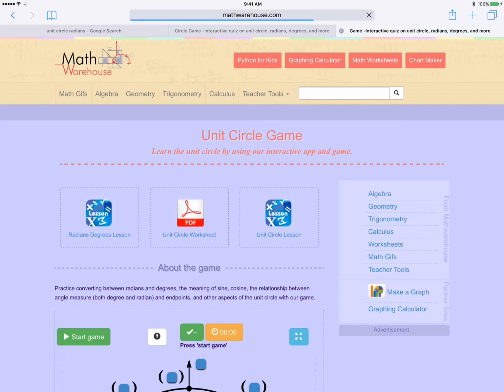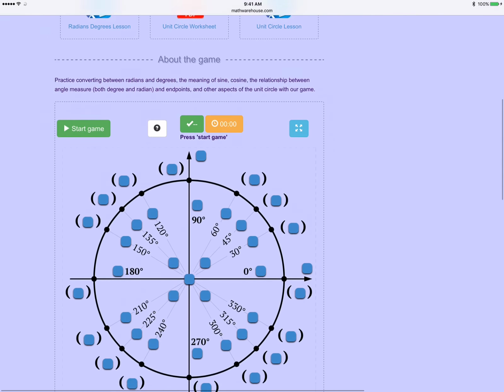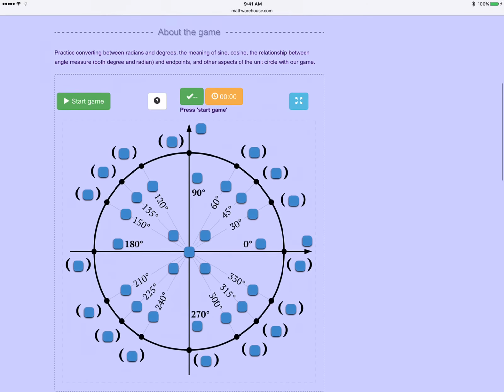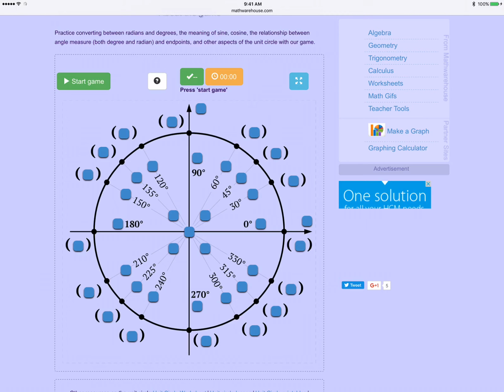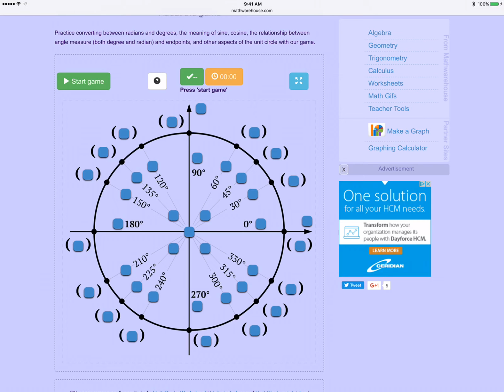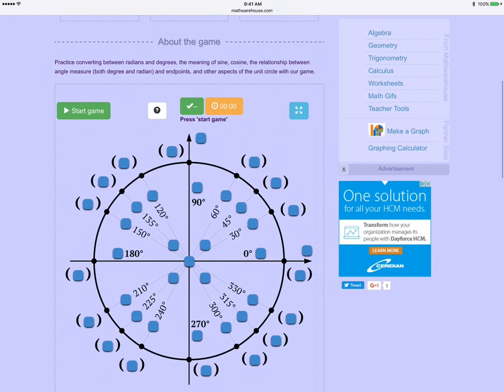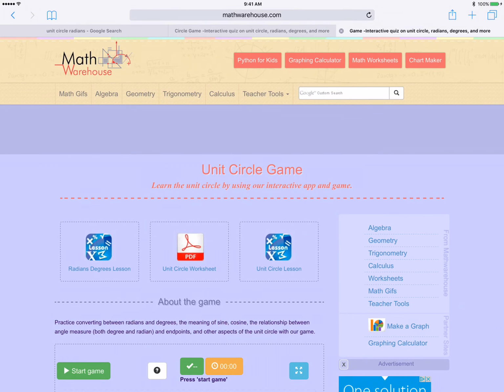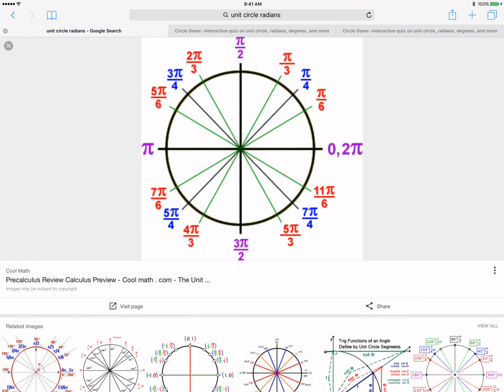And amazing, it takes me to the math warehouse. I scroll down just a little bit. This is my game. This is what's fun. Now, before I show you how awesome this is, and I think that you will get a little competitive, I want to show you an image that hopefully doesn't make you cry. Are you ready? It's this.